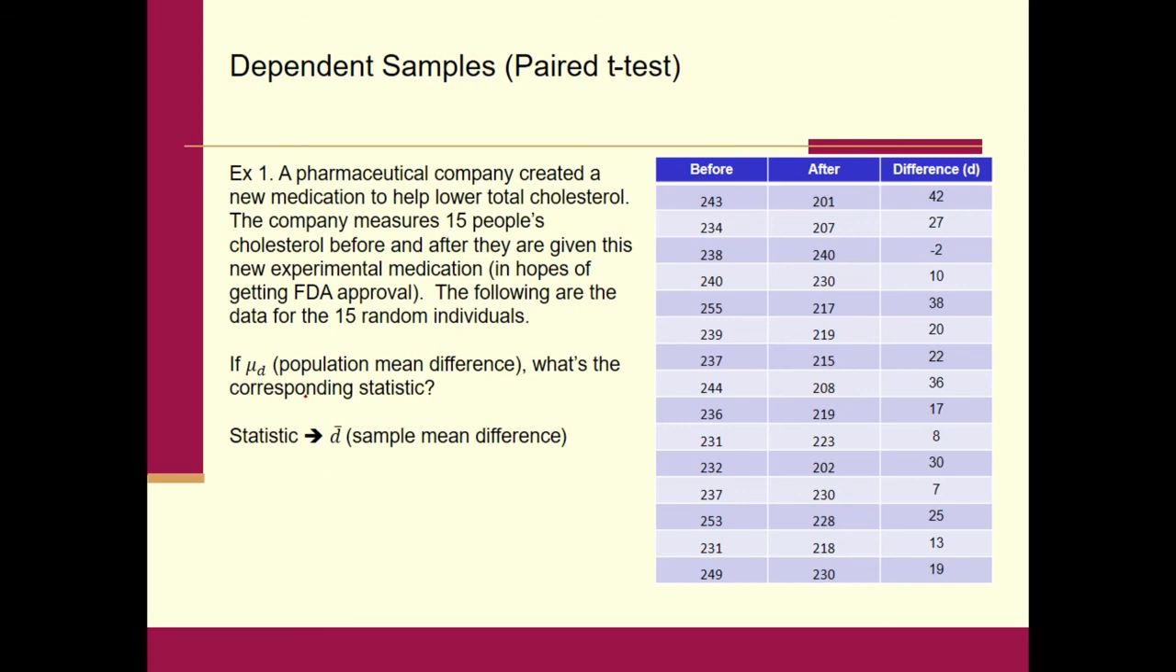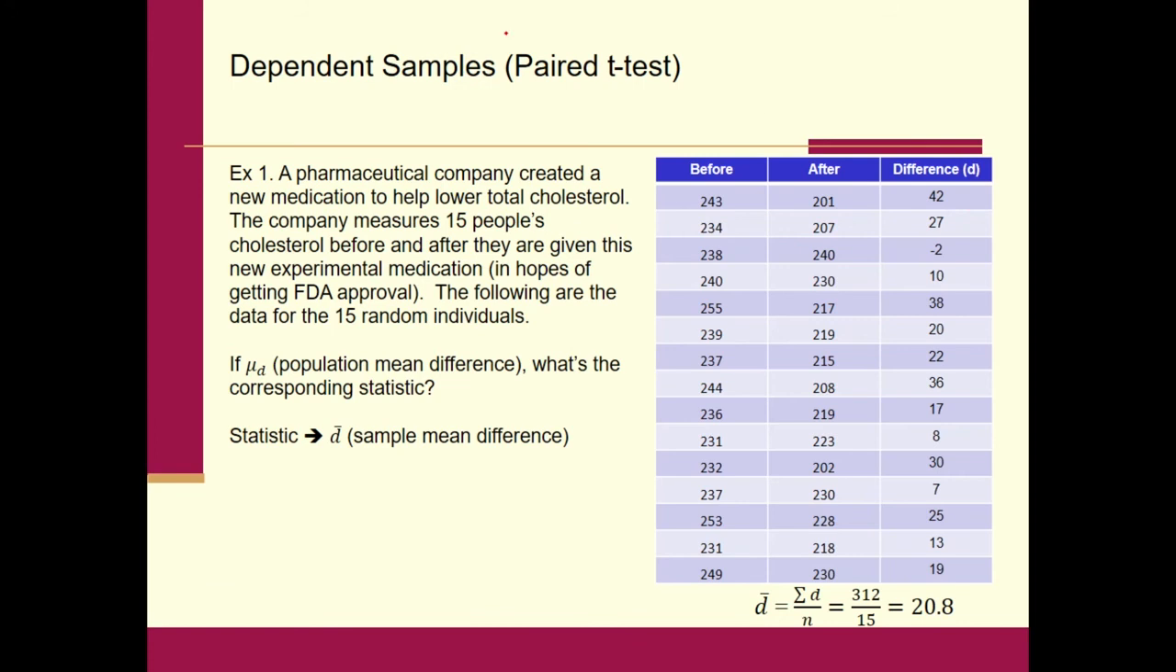So what is the corresponding statistic? If this is our parameter, what's the corresponding statistic? The corresponding statistic is D bar. Well, what was X bar? X bar was sample mean, right? What do you think D bar is? It's the sample mean just for the differences, right? And so D bar is the average from our sample. So in this case, the average difference for the 15 people.